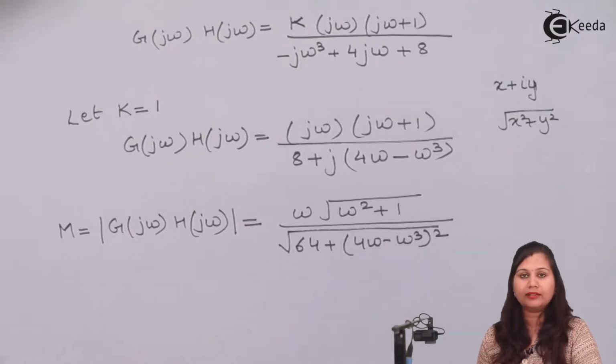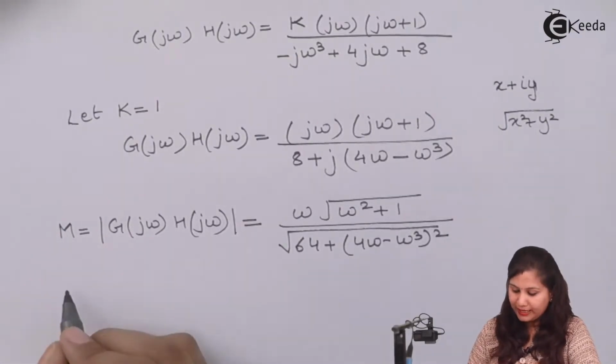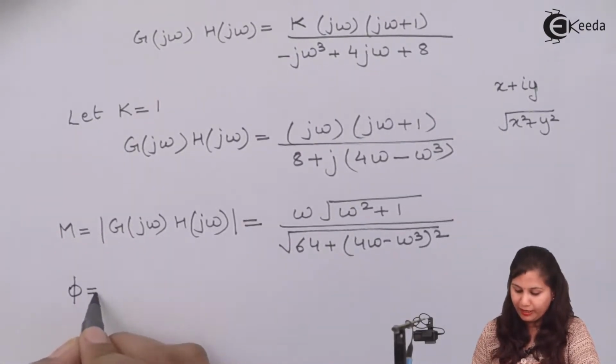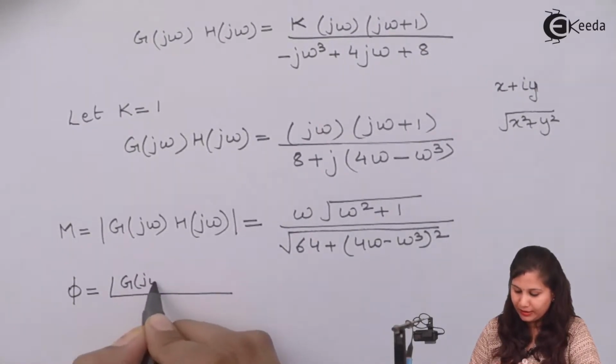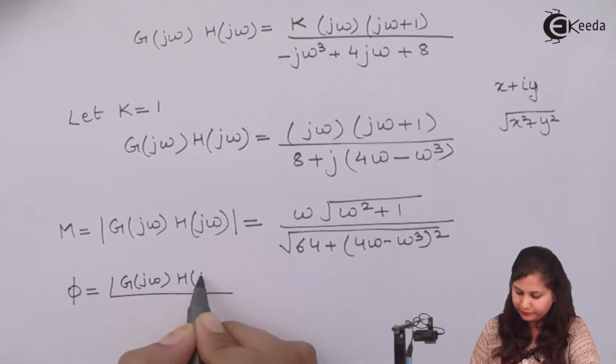Now comes the phase angle. The phase angle is represented by phi, and it is the phase angle of G(j omega)H(j omega).